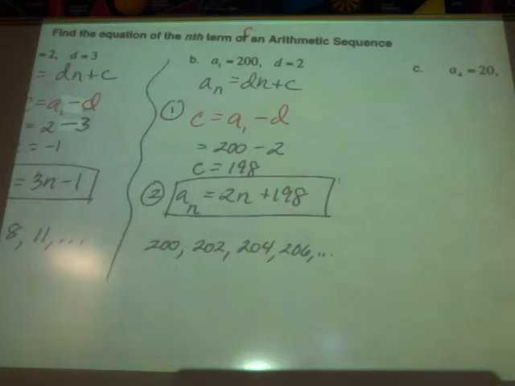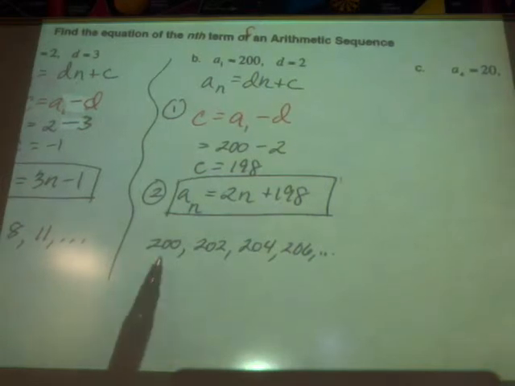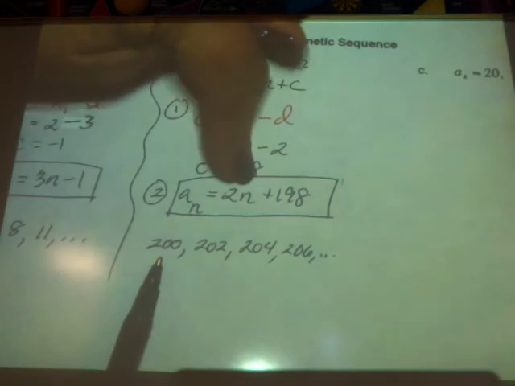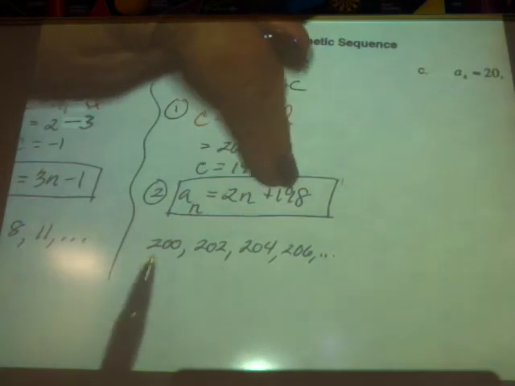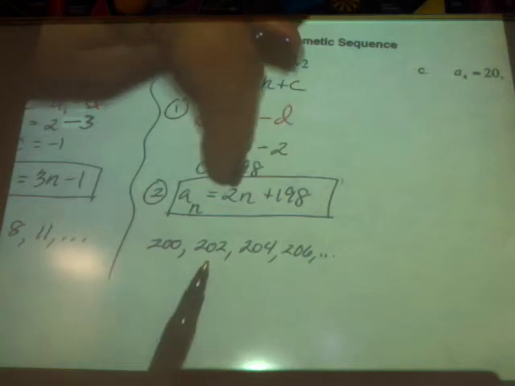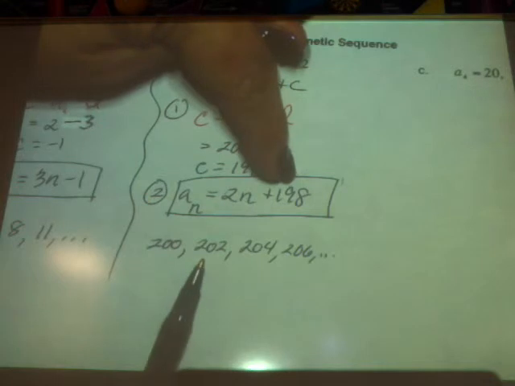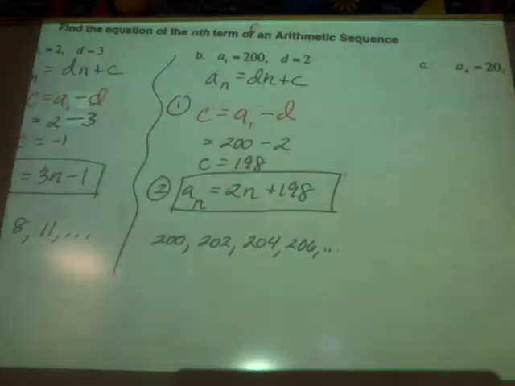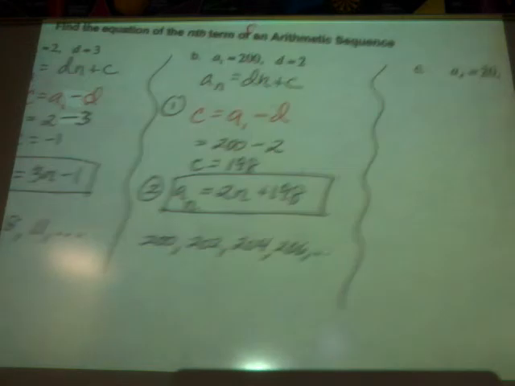Do you agree? Let's test it. This is the first term in the sequence. So 2 times 1 is 2, plus 198. You do get 200. This is the second term in the sequence. 2 times 2 is 4. 4 plus 198 is 202. Okay? All right. Then this one's slightly different.